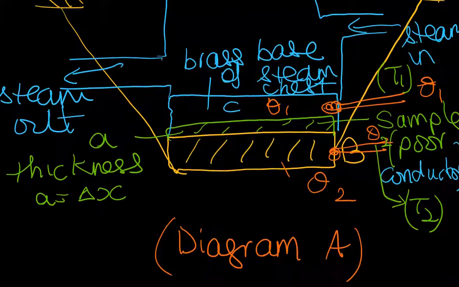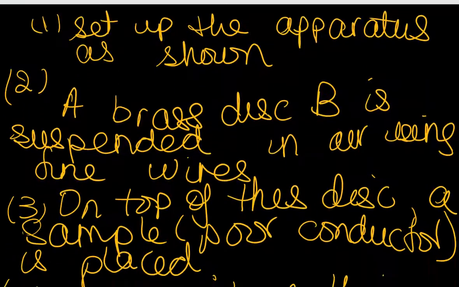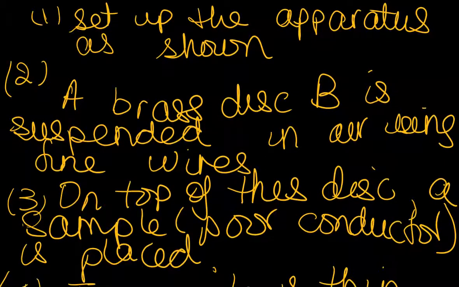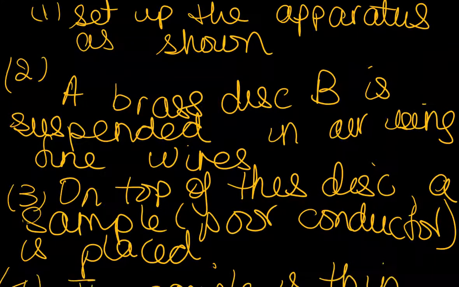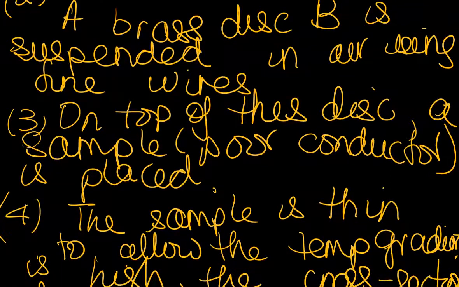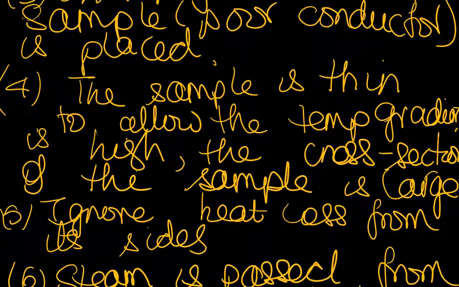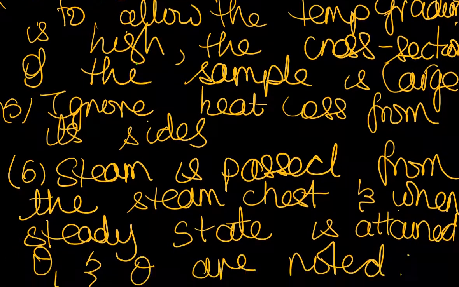So now, we're using the first setup to determine what K is based on A, delta theta, delta X, right? So we would have set up the apparatus. We would allow our brass disc B to be suspended in air using fine wires. On top of this brass disc B, we're going to place a sample of the poor conductor. The sample is thin to allow a temperature gradient to be very large, and the cross-sectional area is also large, and that is to maximize the efficiency of heat transfer because it's a poor conductor. You are ignoring heat loss from the sides.